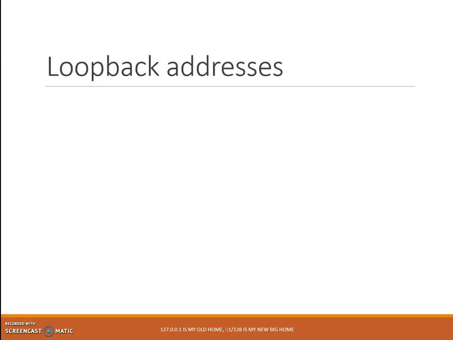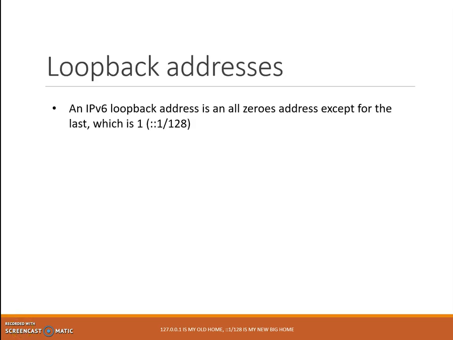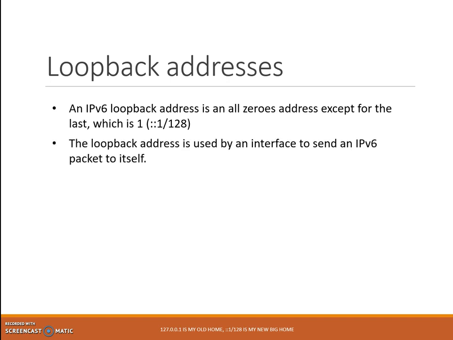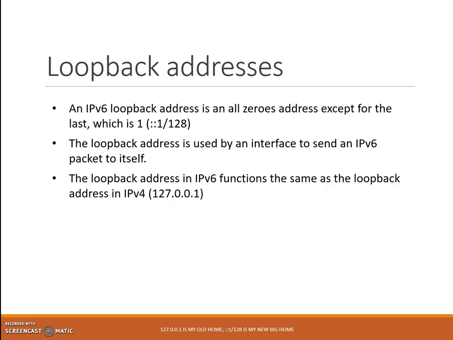Loopback addresses. An IPv6 loopback address is an all zeros address except for the last bit, which is 1. That means an IPv6 loopback address is equal to ::1/128. The loopback address is used by an interface to send an IPv6 packet to itself. The loopback address in IPv6 functions the same as the loopback address in IPv4, which is 127.0.0.1.